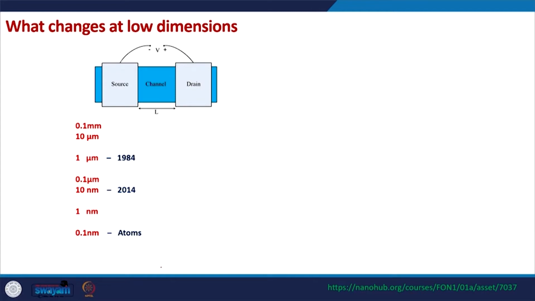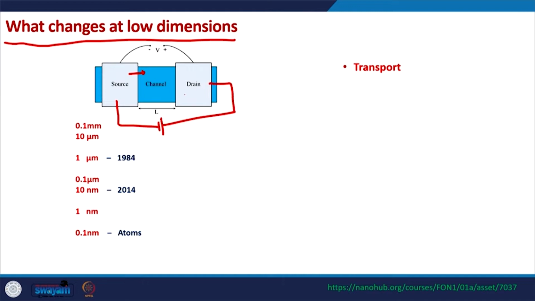As you might recall from the last class, the first question that we pose in this course is what changes at low dimensions. So we first look at the electron transport in the device. Electron transport means how electrons start from the left side, from the source region. Generally in transistors there is a battery between the source and the drain. The drain is at high voltage, the source is at low voltage, and as a consequence the current flows from drain to source, and the electrons flow from source to drain.